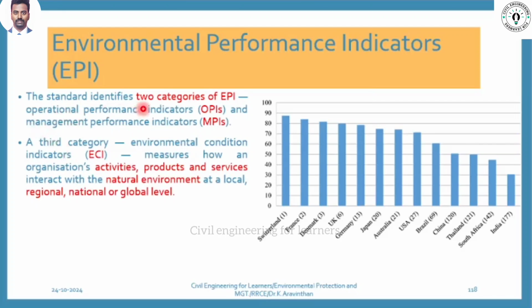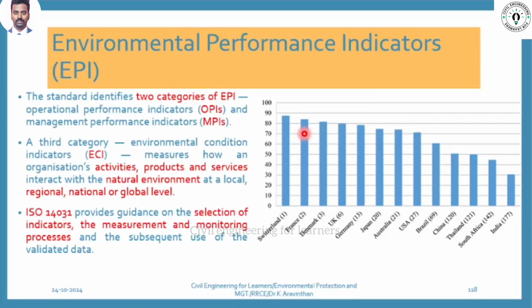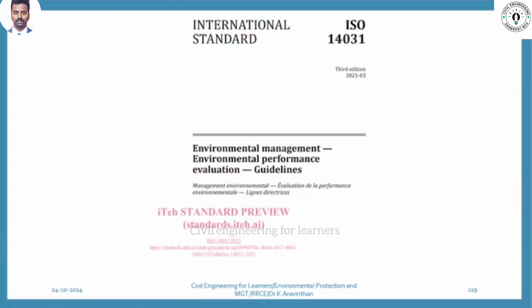Next one is operational performance indicator. Do you have any standard for that? Yes. How to review a company is guided by a standard. What is that standard? ISO 14031. This guideline gives the selection of indicators, measurement and monitoring process. How to do that? You can Google it, you will find this kind of document. There is a book which is available for free. Anyone can download. The book consists of a first page like this.